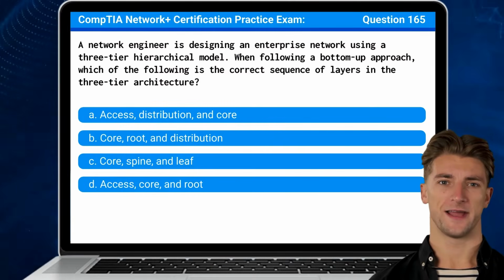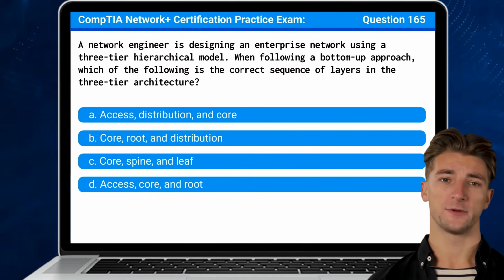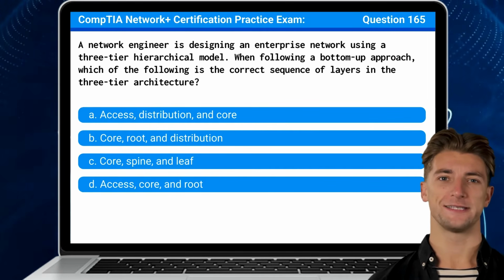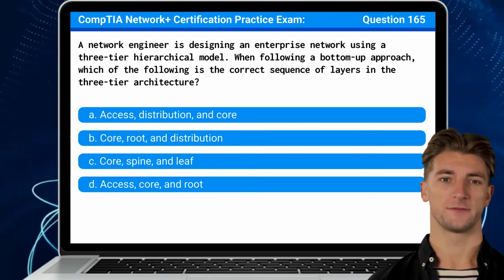Question 165. A network engineer is designing an enterprise network using a three-tier hierarchical model. When following a bottom-up approach, which of the following is the correct sequence of layers in the three-tier architecture?